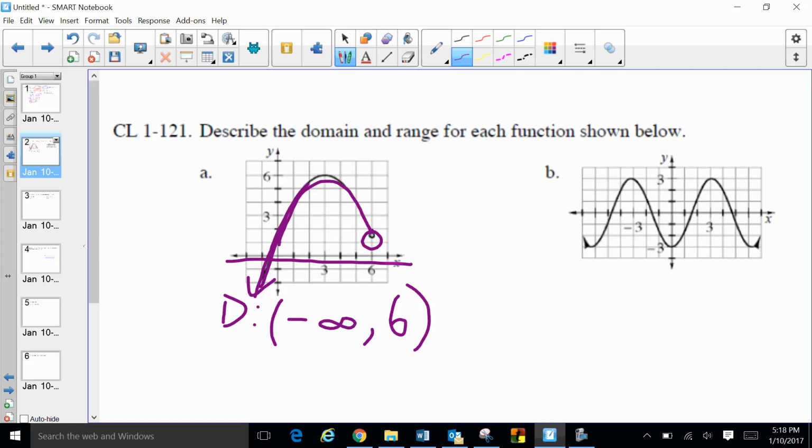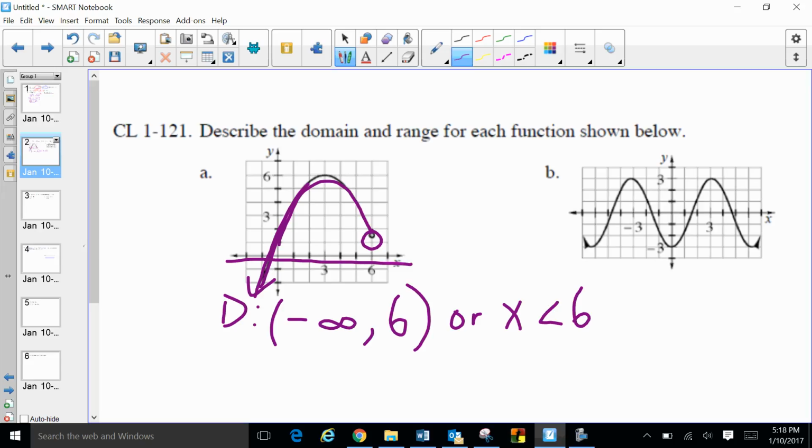Another way we can write this answer is, domain looks at x. So we could say x is less than 6, because 6 is the furthest to the right that graph goes. It stops at 6. It goes to the left more, but at the right, it stops on 6.